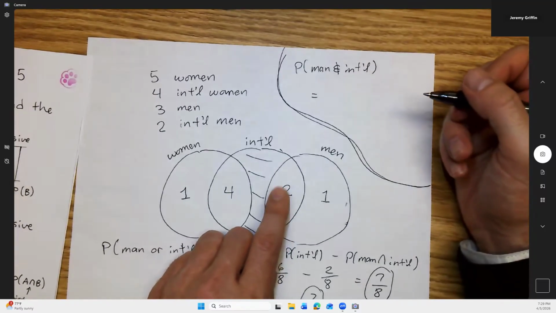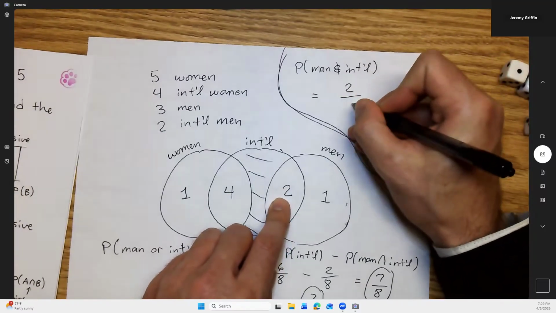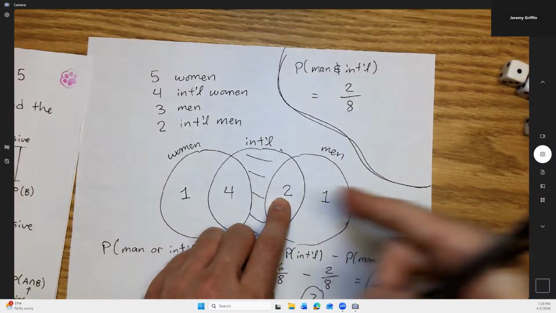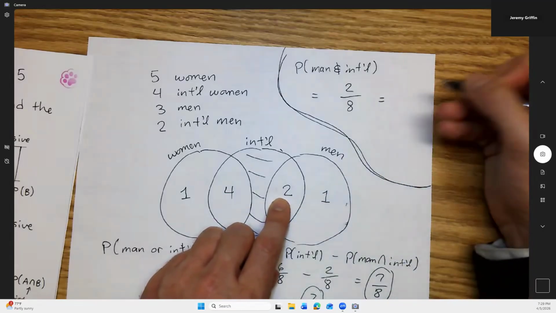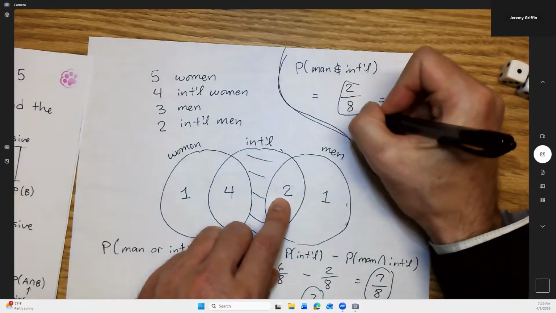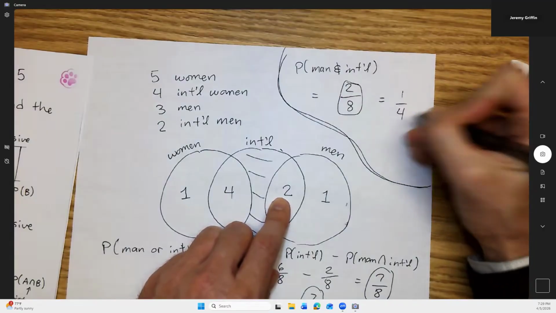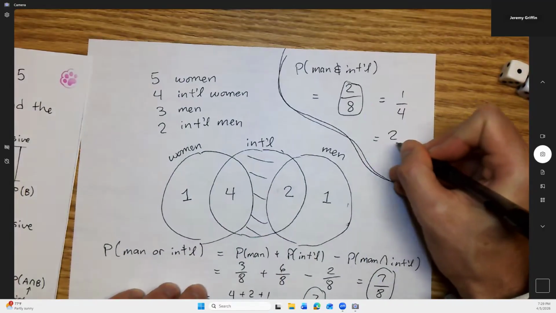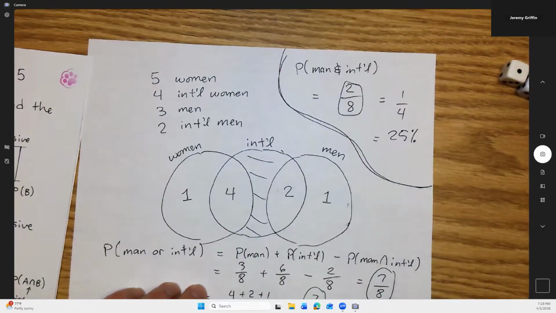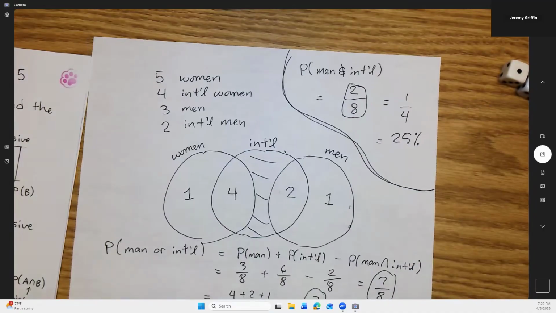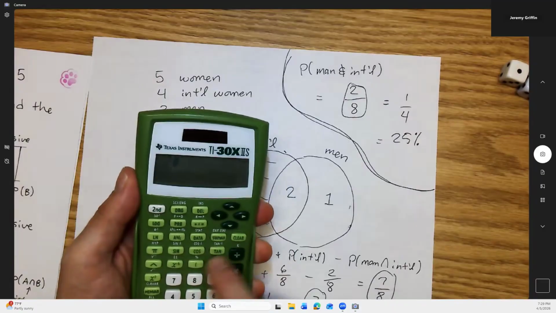that's only talking about these 2 right here. So those 2 out of 8 total. So if you just selected somebody randomly, right? Well, that'd be 2 out of 8, right? Which reduces to 1 out of 4 if you like, or 25%. Right? 7 out of 8. I think it's like 87.5%.